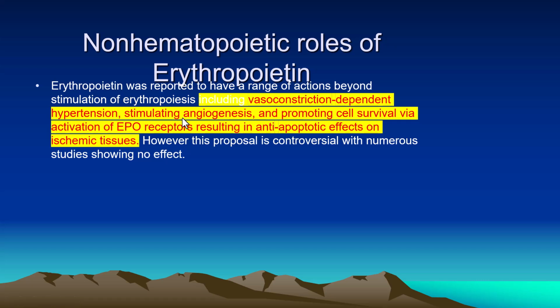It also stimulates angiogenesis, and promotes cell survival via activation of the EPO receptor, resulting in an anti-apoptotic effect on ischemic tissue. However, this is controversial and some researchers do not agree with these studies.